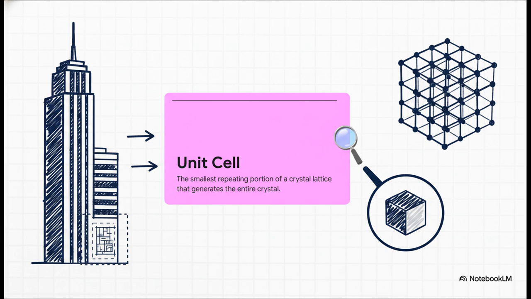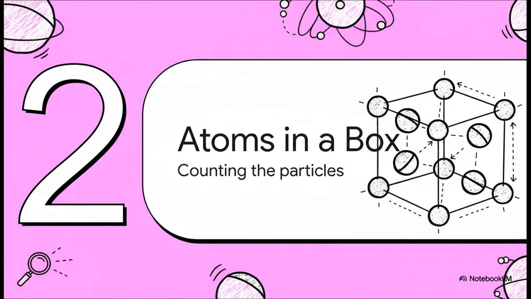So if the crystal lattice is an entire skyscraper, then the unit cell is the blueprint for a single floor, which then gets copied and stacked over and over and over again. It's the absolute smallest repeating piece that contains all the information of the entire structure, which is amazing, right? It means if we can just understand this one tiny box, we can understand the whole crystal. So let's do that. Let's look inside this box.